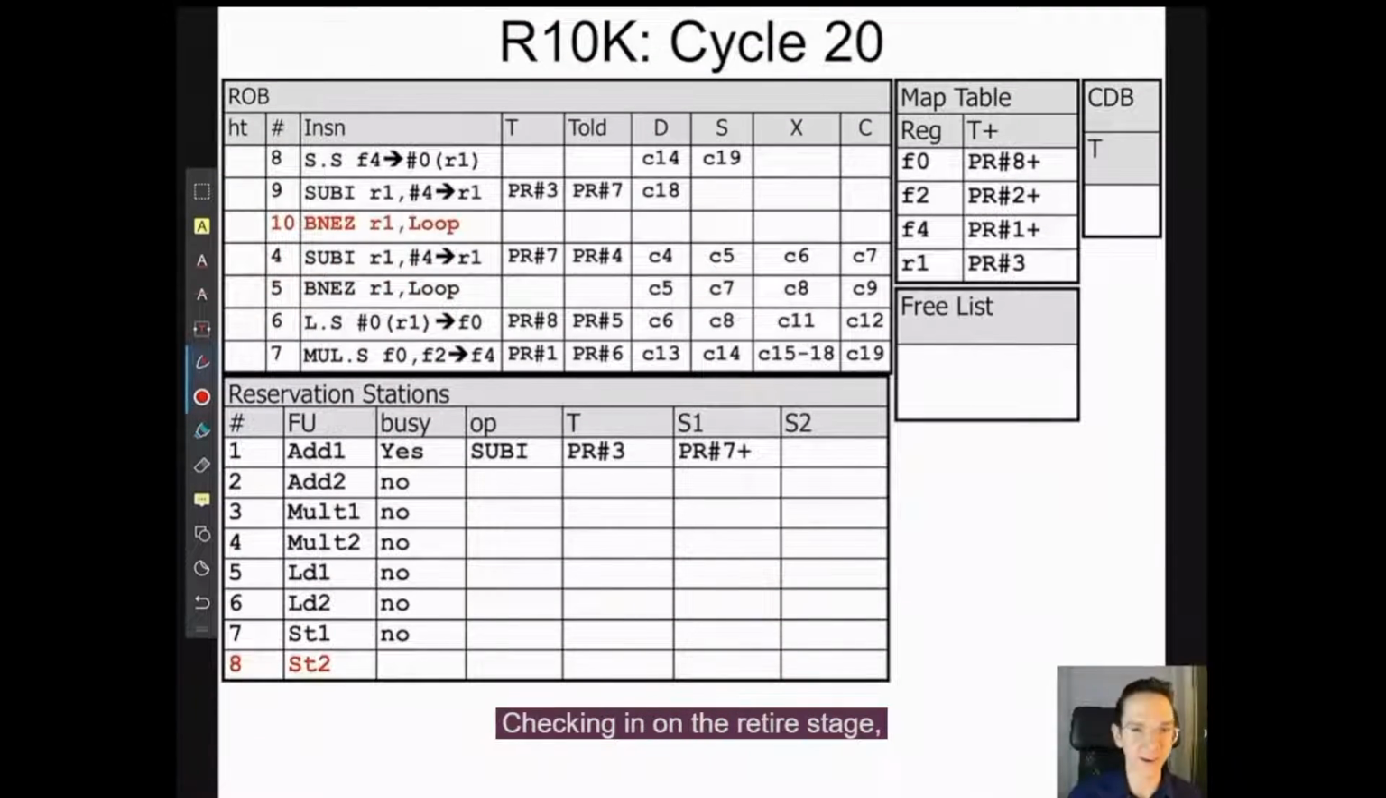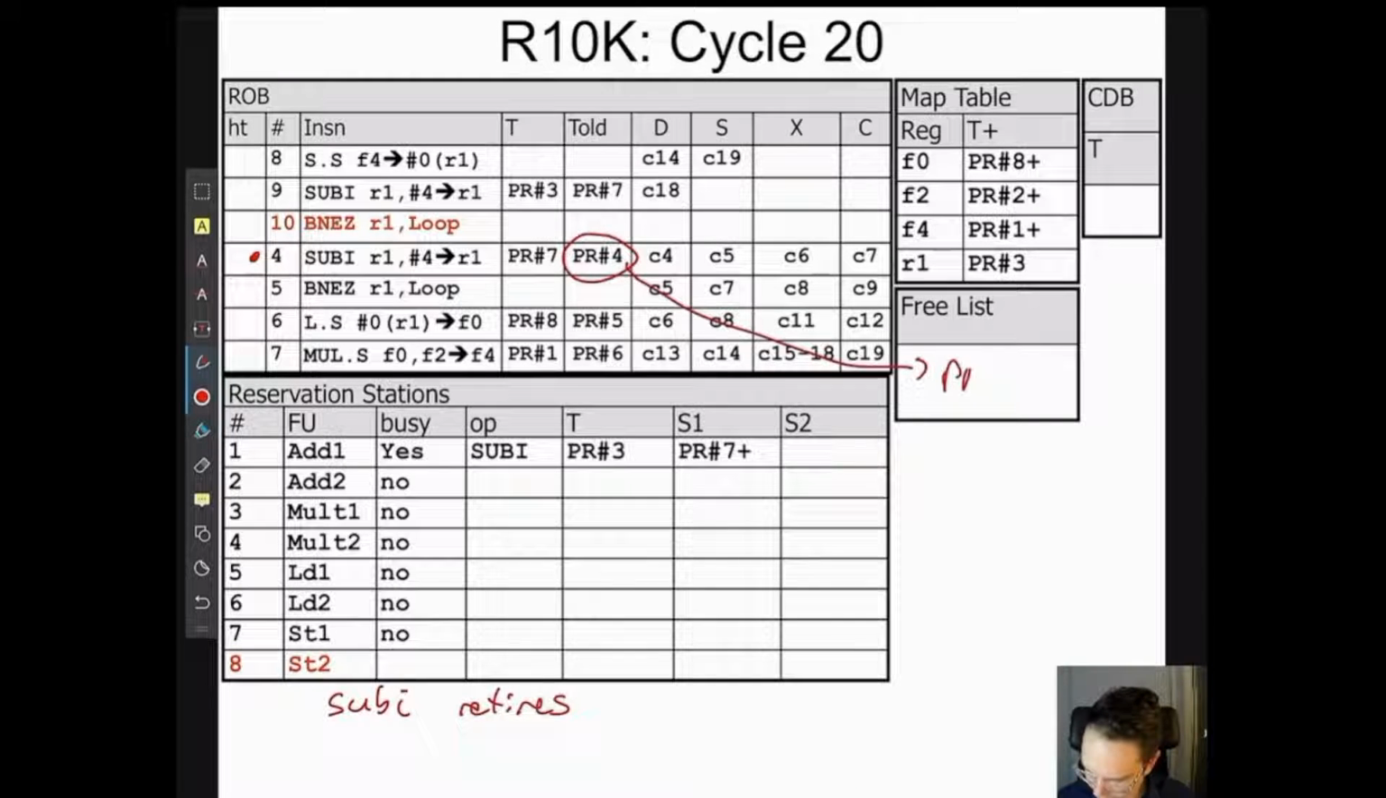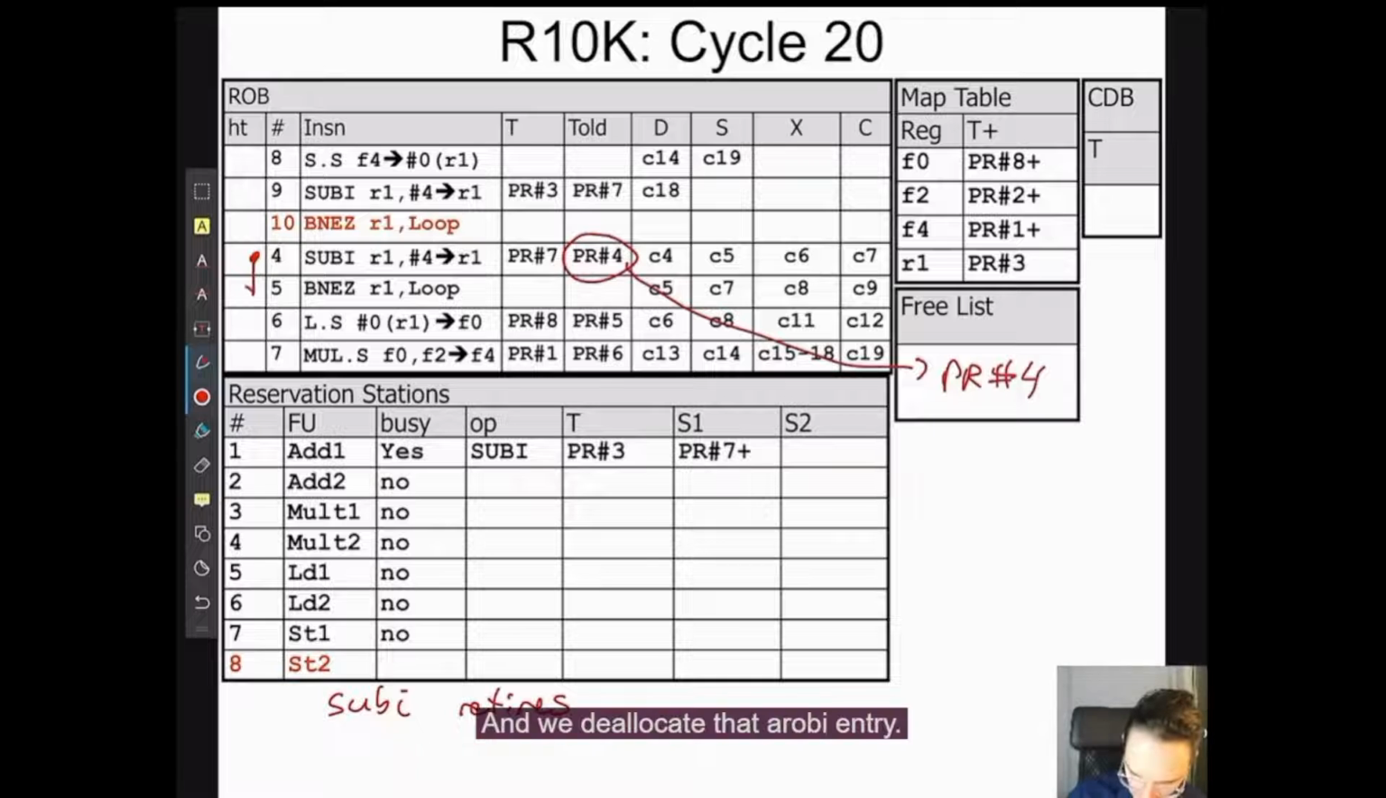Checking in on the retire stage. Remember that the head pointer was moved here in the last cycle, and now we see that the head of the ROB is complete. So the subtract instruction can retire. So we free the physical register from the old tag, and we deallocate that ROB entry, moving the head pointer forward by 1.